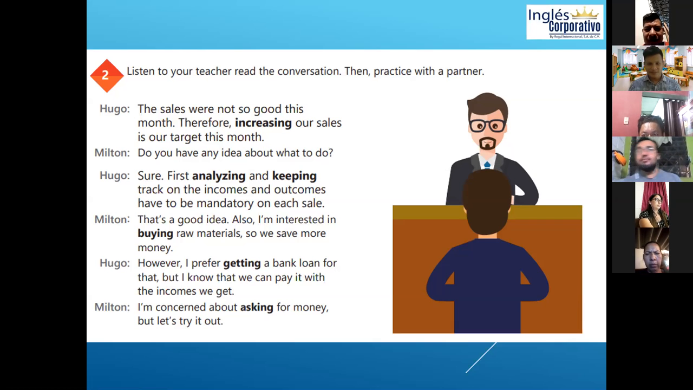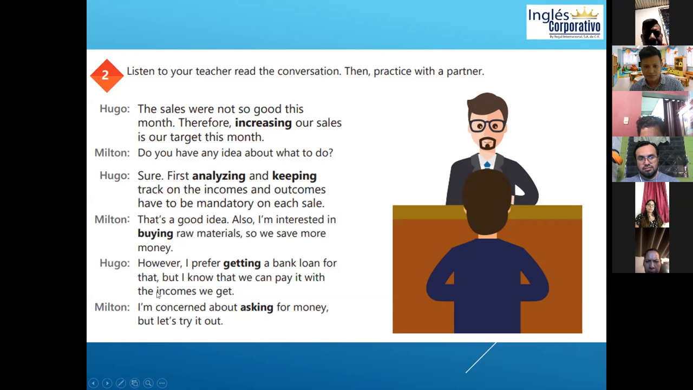The sales were not so good this month. Therefore, increasing our sales is our target this month. Do you have any idea about what to do? Sure, please, analyzing and keeping track on the incomes and accounts have to be mandatory on each salary. Okay. That's a good idea. Also, I'm interested in buying raw materials, so we save more money. However, I prefer getting a bank loan for that, but I know that we can pay it with the incomes we get. I'm concerned about asking for money, but let's try it out.